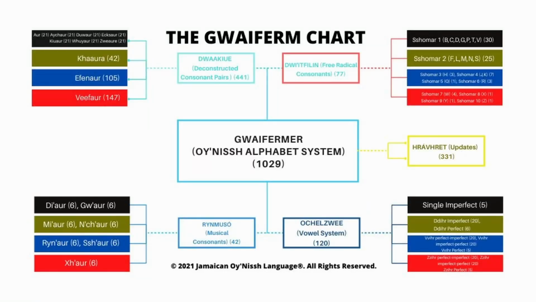The consonants are divided into three categories: Dweku, Dweetfilin, and Rinmuizi. There are 441 Dweqi or deconstructed consonant pairs. There are 77 Dweetfilini or free radical consonants. There are 42 Rinmuizi or musical consonants.